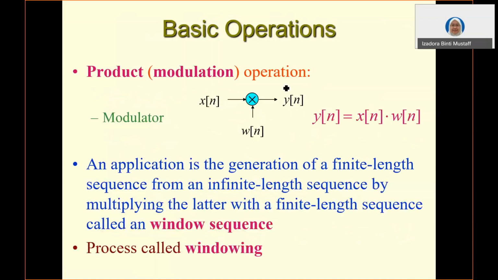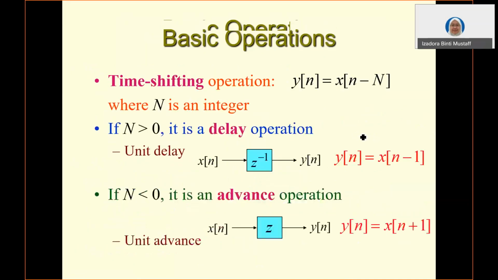Right, the next one is product modulation. Okay, is a modulator where infinite length sequence, dia akan multiply with a finite sequence, okay. So this is called a window sequence, okay, window ataupun windowing, process windowing. What happens is that window ni nanti akan menjadikan infinite length sequence ni jadi finite, okay. So this is the operation, okay.